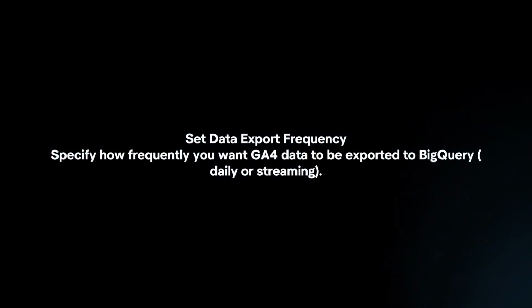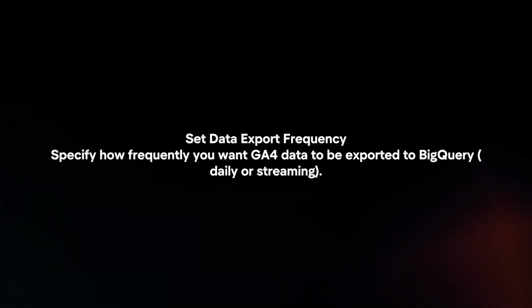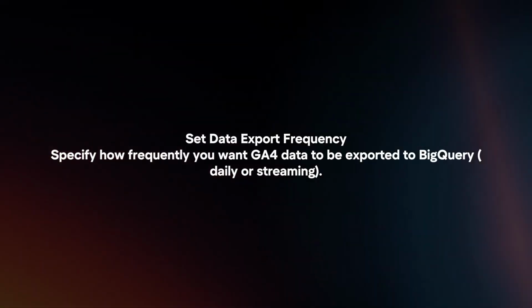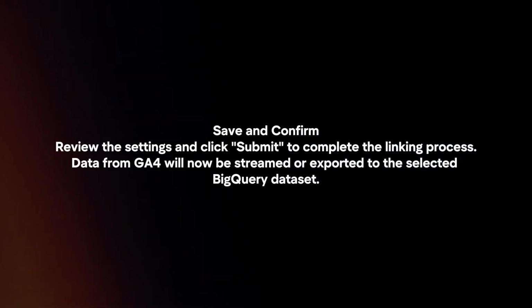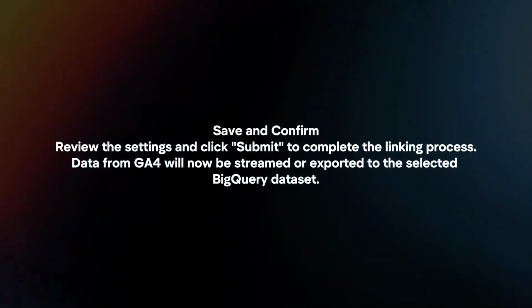Set data export frequency. Specify how frequently you want GA4 data to be exported to BigQuery. Save and confirm. Review the settings and click Submit to complete the linking process. Data from GA4 will now be streamed or exported to the selected BigQuery dataset.